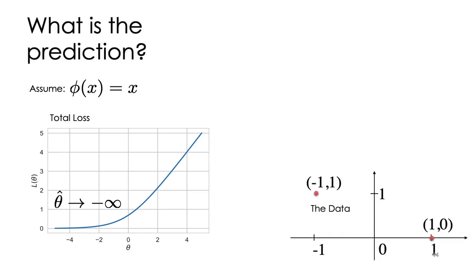For that, let's remind ourselves of what the model is. The model is that the probability that your response is 1, given the covariates, is sigma of, well, we used to write phi of x transpose times theta. Now phi of x is just x by assumption here. And there's only one x, so this is just x times theta. It's very easy.